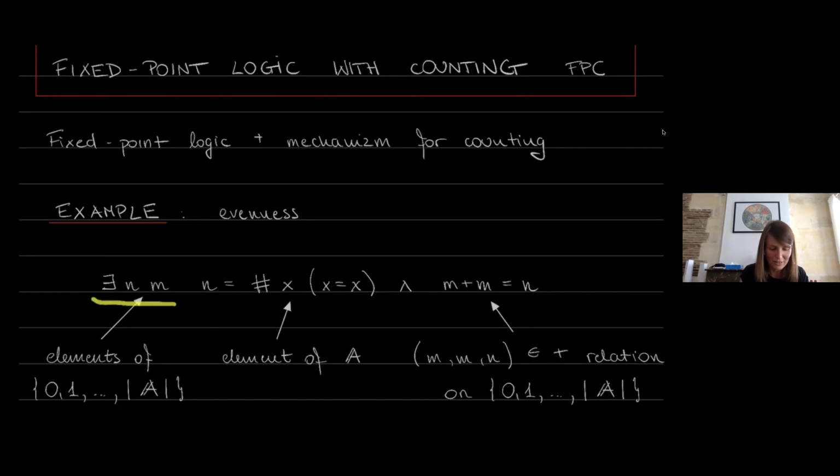So there exist two elements of this ordered domain such that n is, and here we are talking about elements of our original structure, the number of x's such that x equals x. So n is basically the number of elements of A, and m plus m equals n. This looks like a function, but actually we encode this as a relation. So on the ordered domain, we have the plus relation. All triples such that this plus this equals this belong to this addition relation. And this way we express the fact that n is actually the number of elements of A, and n is an even number.